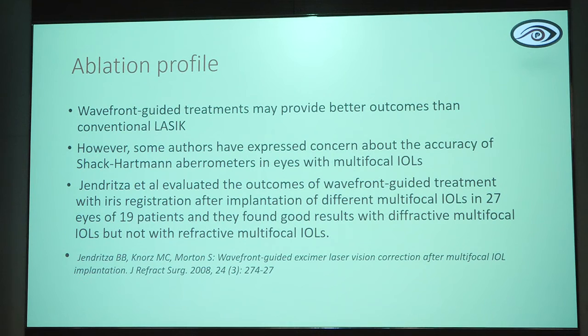One or two words about the ablation profile, what you have to use. The best is, I think, wavefront guided treatment, which gives better results than conventional LASIK. However, some authors have explained, especially with the Shack-Hartmann aberrometer, in eyes with multifocal IOL. According to Genrita et al., they evaluated the outcome of wavefront guided treatment with iris registration after implantation of different multifocal IOLs in 29 eyes of 19 patients. They found good results with diffractive multifocal IOLs, but not with refractive IOLs.